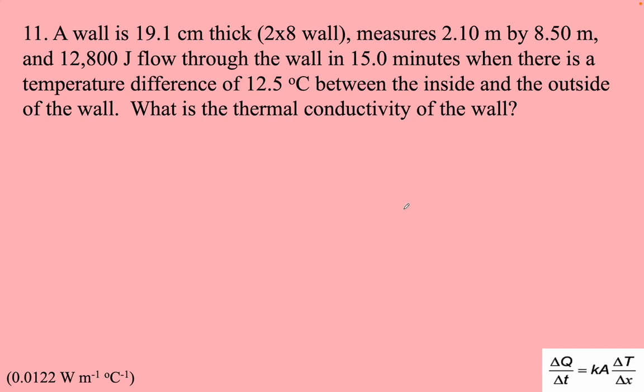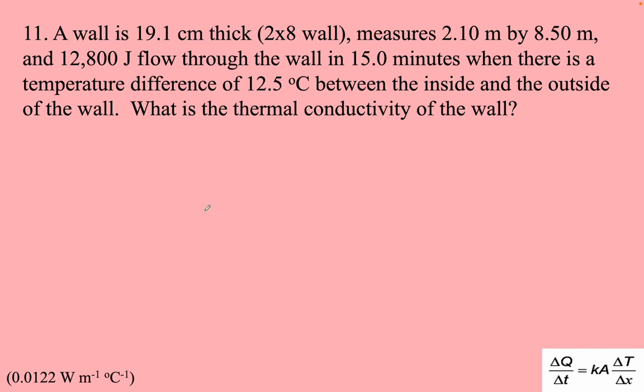All right, a wall is 19.1 centimeters thick. That's a 2 by 8, right? So the 8 inches is about that, right? It's actually like 7.5, anyway. And it measures 2.1 by 8.5 meters, and 12,800 joules flow through the wall in 15 minutes when there's a temperature difference of 12.5 degrees, right?